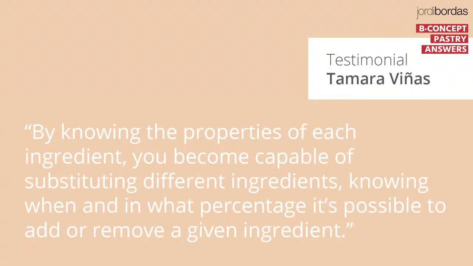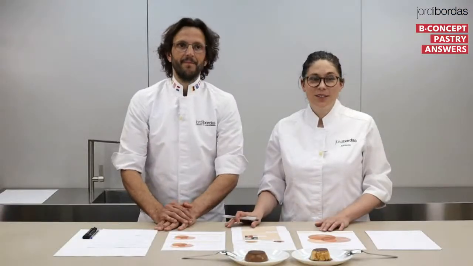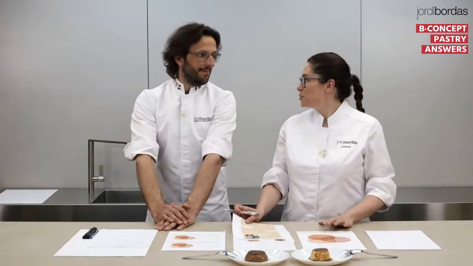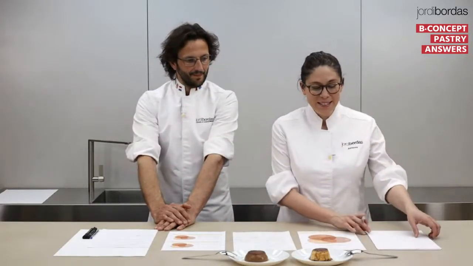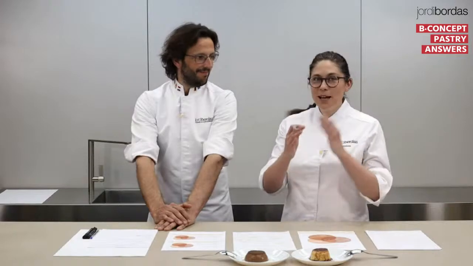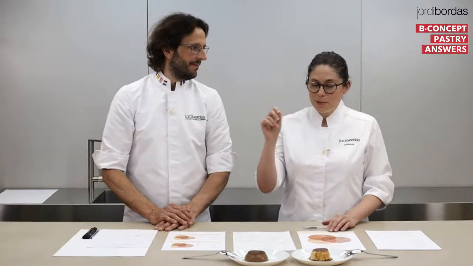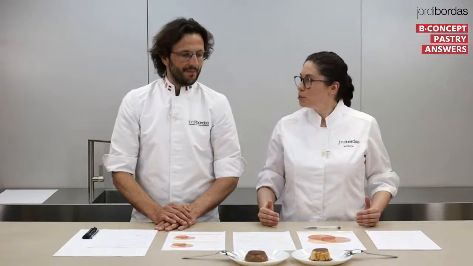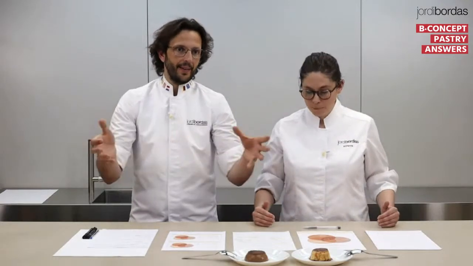Last but not least, a testimonial from Tamara Vinas: by knowing the properties of each ingredient, you become capable of substituting different ingredients, knowing when and in what percentage it is possible to add or remove a given ingredient. This is a big question for everyone who wants to do recipe substitutions, because without studying for many weeks, it's really impossible to do this. We have questions about substitutions all the time in those master classes. They always start with, can I substitute this for this? And we always answer, yes, but you have to keep this in mind, and this, and this. So in this course, we take our time to explain and understand all the parameters that interact in our recipes. Exactly, there are a lot of parameters that we need to understand and control.